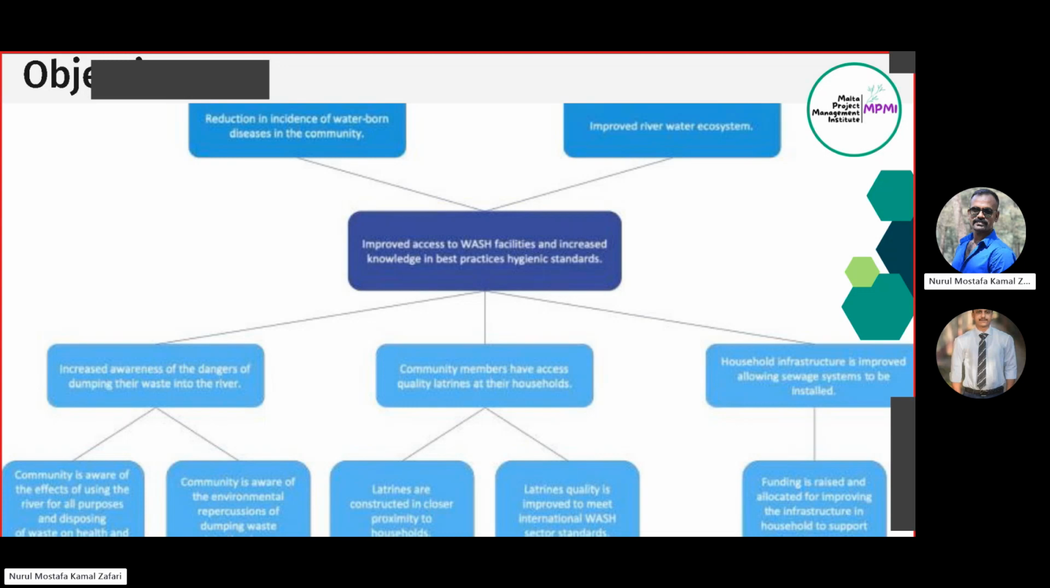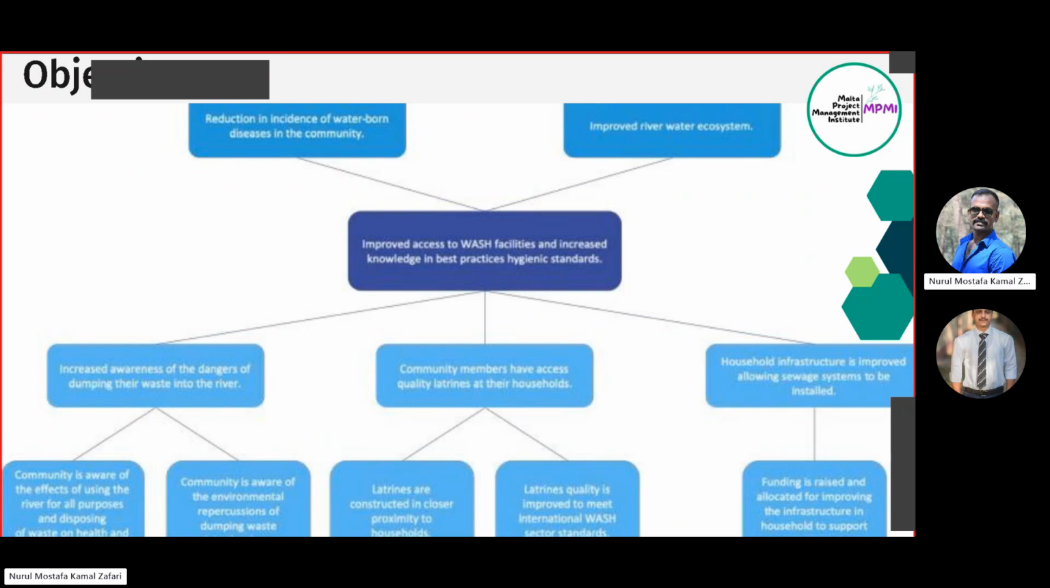Meaning they have the capacity to protect the sewage from being contaminated, being mixed with the river water. Now, if we want to do it, we need to do 3 main things. Number 1, we need to increase the awareness among the people against dumping household and fecal waste in the river.